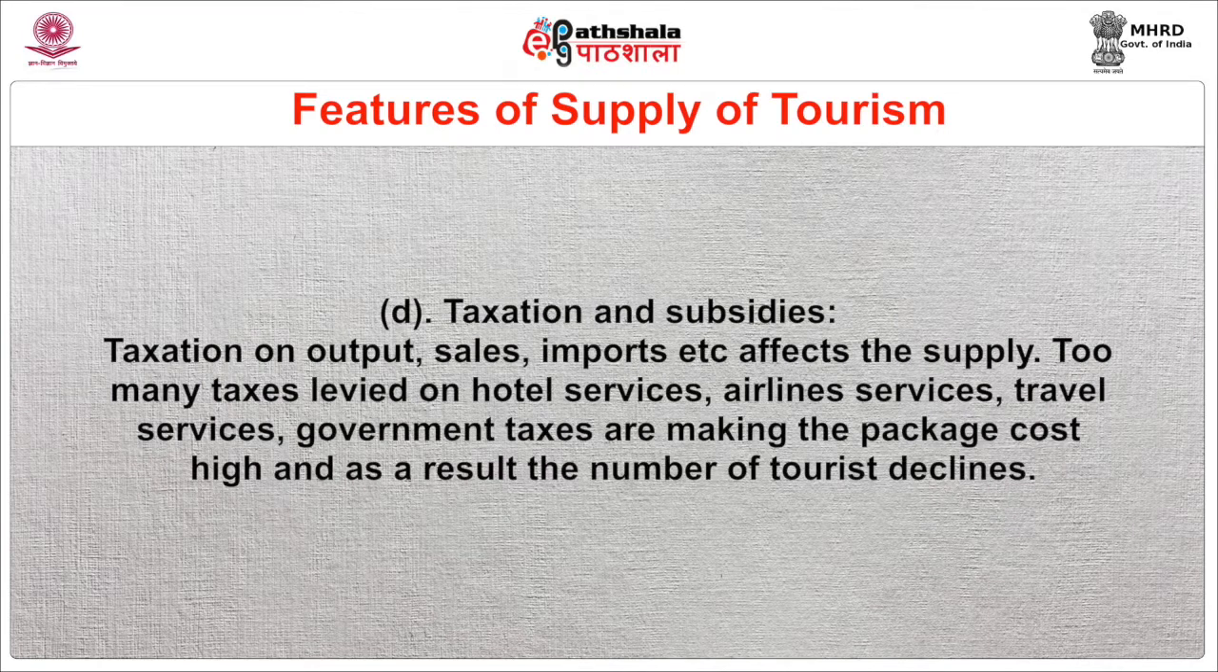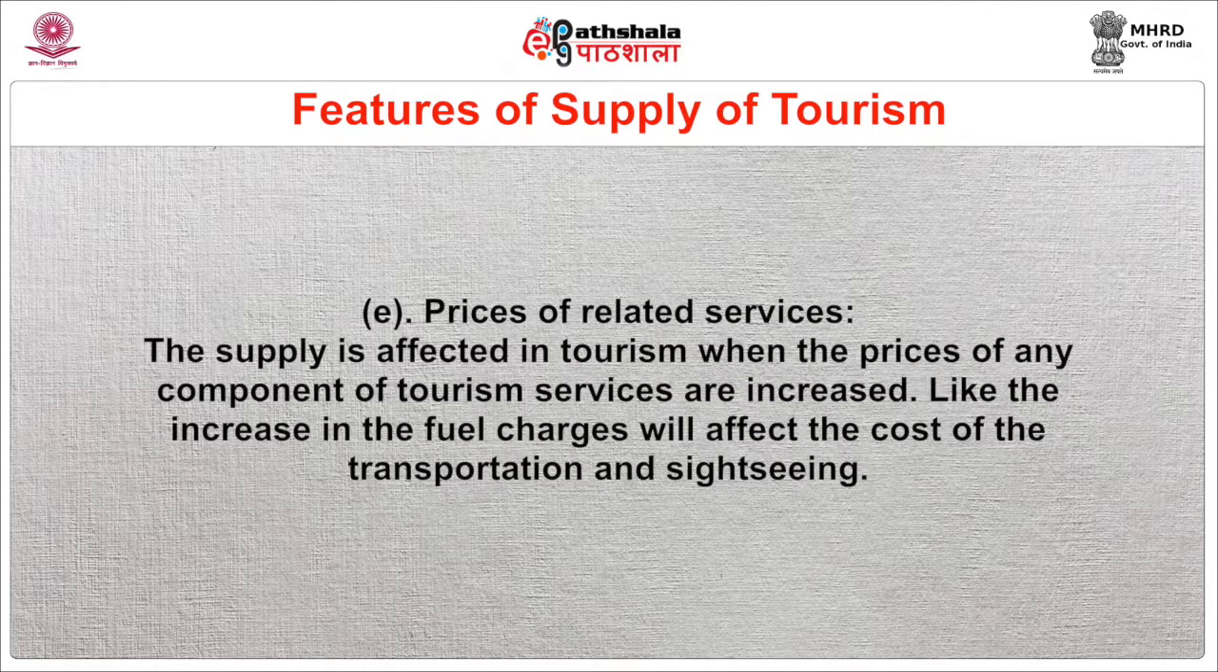D. Taxation and subsidies. Taxation on output, sales, imports, etc. affects the supply. Too many taxes levied on hotel services, airline services and travel services make the package cost high, and as a result the number of tourists declines. E. Prices of related services. The supply is affected in tourism when prices of any component of tourism services are increased, like the increase in fuel charges, which will affect the cost of transportation and sightseeing.